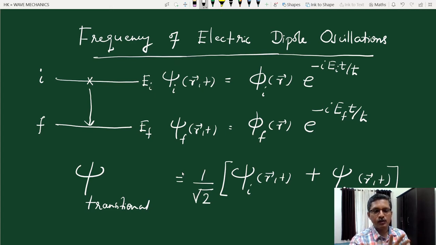So we assume that this is the transitional wave function. In general, the proportion of psi I and psi f can vary with time, but we assume that the proportion remains the same. A 50% proportion is there for psi I and psi f, and this proportion remains the same over time. We assume that, but it's an approximation. So this is an approximate choice for a transitional wave function. But let us see what we can get from here.